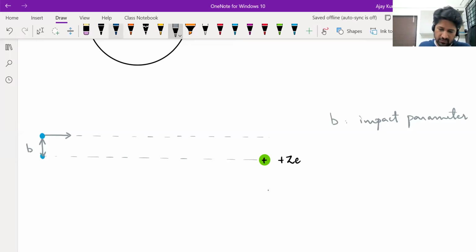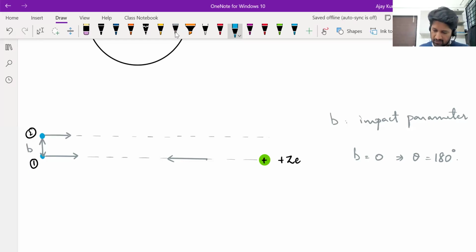Now, we can number these alpha particles. This is the first one. This is the second one. For the first alpha particle, impact parameter is 0. And if impact parameter is 0, what happens? You get maximum deviation of 180 degrees. The alpha particle, which is projected this way, goes straight and comes back along the same path. So if impact parameter is 0, the deviation suffered is 180 degrees. Fine. As the impact parameter increases, now imagine this alpha particle, the second alpha particle going towards the nucleus. At some instant, let's say it is at this position.